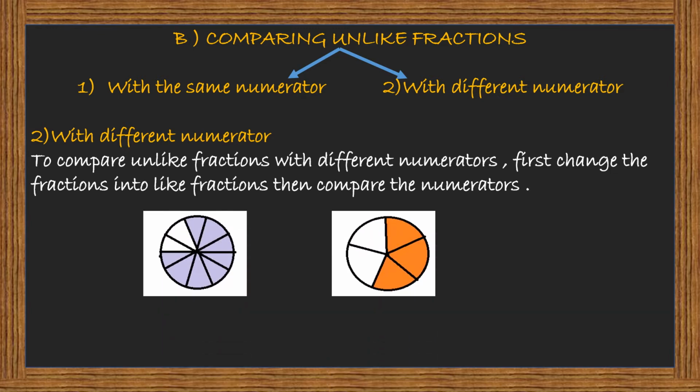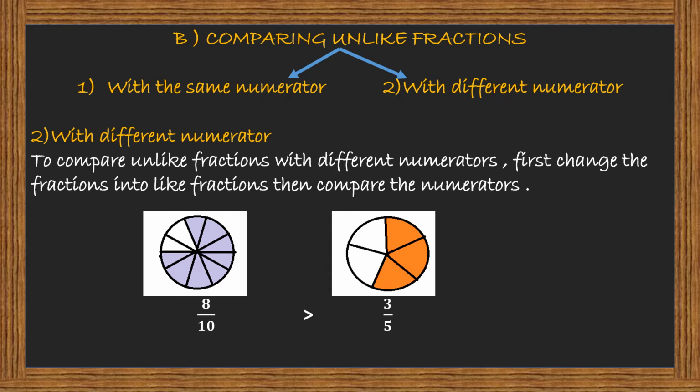These are the two diagrams. The first one is divided into 1, 2, 3, 4, 5, 6, 7, 8, 9 and 10 equal parts, out of which 8 are colored. And this diagram is divided into 5 equal parts out of which 3 parts are colored. By looking at the diagrams only, we can say that this one is colored more as compared to this one. So obviously this one is greater.